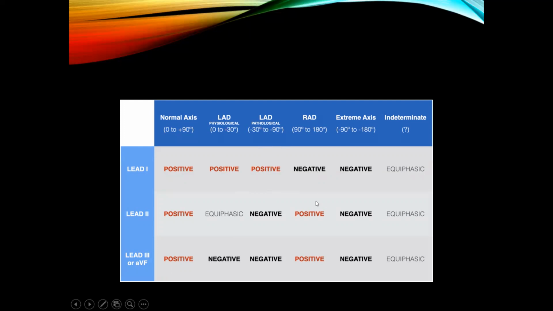If lead 1 is negative, lead 2 is positive, and lead AVF is positive, that is right axis deviation. If lead 1, lead 2, and lead AVF are negative, that is extreme axis deviation. And if lead 1, lead 2, and AVF are equiphasic, then that is indeterminate, okay?